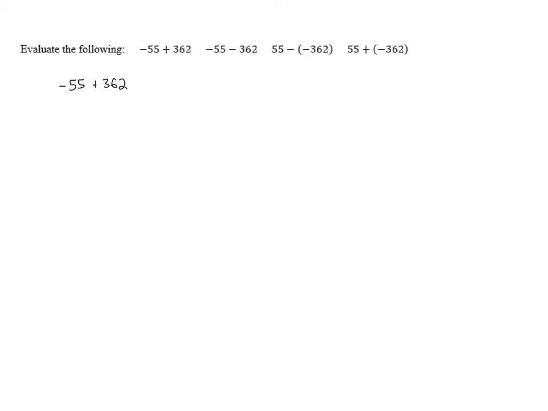So we're going to take the difference, which means we're going to take the larger number, 362, minus the smaller number, 55. Again, we're going to have to borrow. We can't subtract 5 from 2. So if we borrow from that 6, the 6 becomes a 5, the 2 then becomes a 12, and 12 minus 5 is 7. 5 minus 5 gives us 0. The 3 gets brought down, and we have 307.